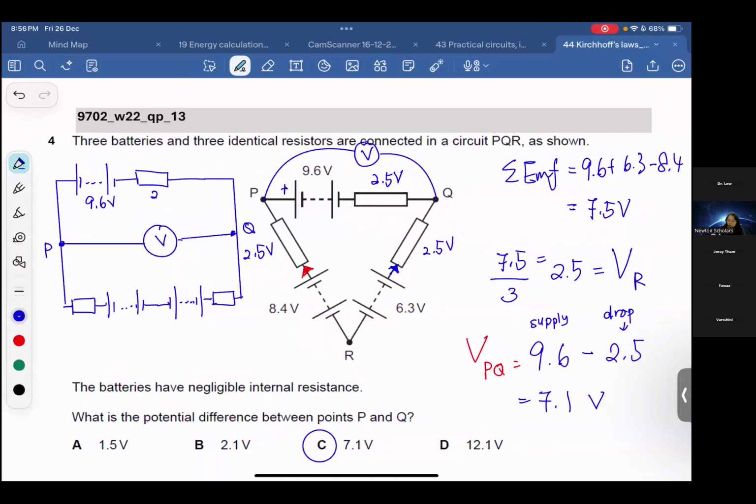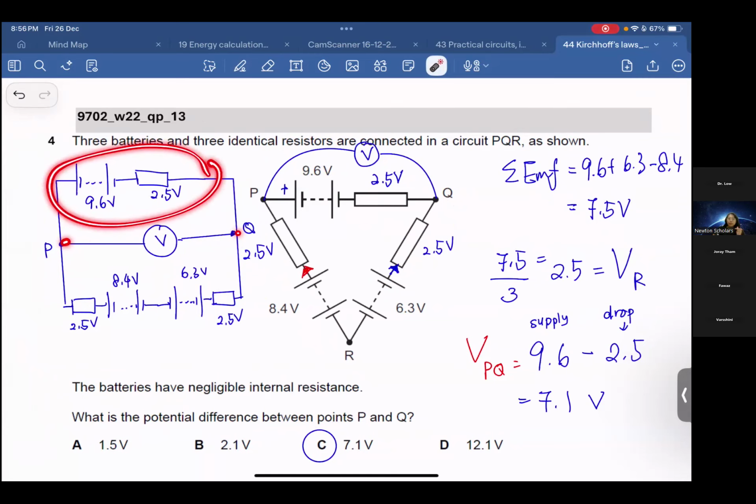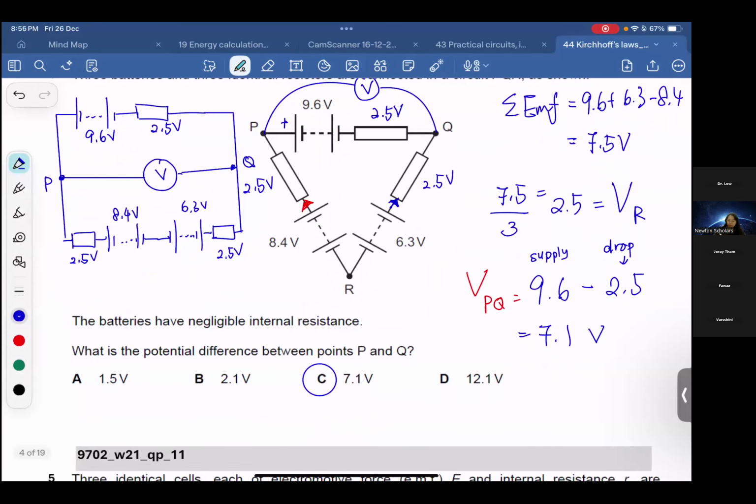Each of the resistors is 2.5 volt, 2.5 volt here, 2.5 volt. So this one is 8.4 volt. Here is 6.3 volt. Okay, teacher, can we compare point P to point Q voltage using this part? Yes, actually you will get the same answer.